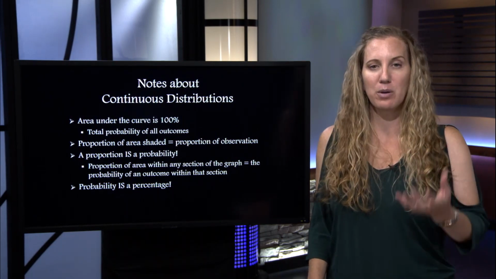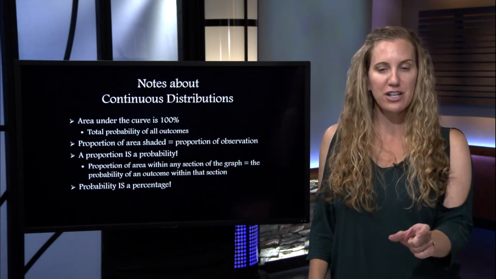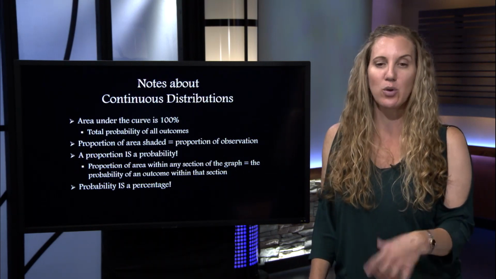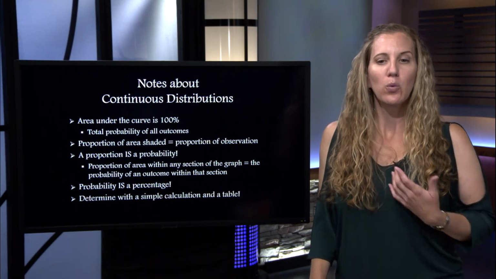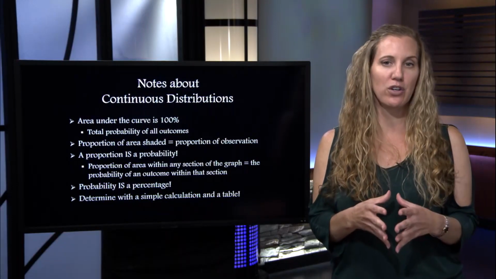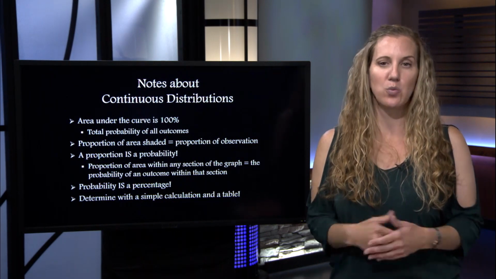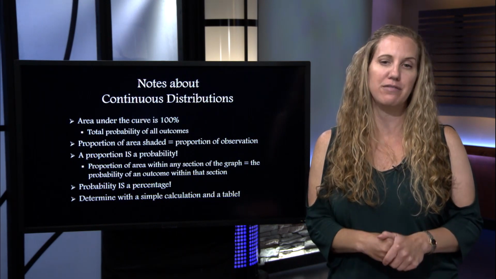We can figure out that proportion or percentage of the curve that is shaded, the probability of that event occurring between those two points, or my p-value for those events, with a simple calculation and a table. That's what we're going to do next week: break down this continuous probability distribution so that we can find the area that is shaded, the proportion of the curve that is shaded. Because if we can find that, then that tells us the probability of that event.